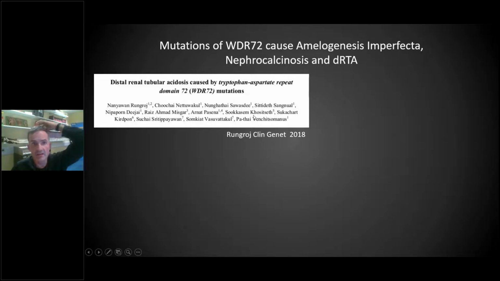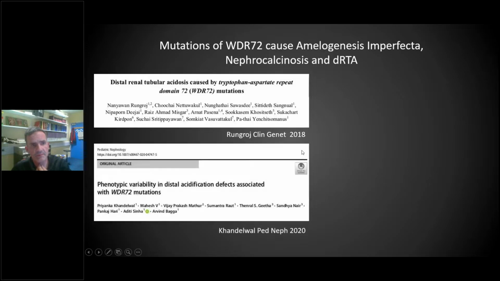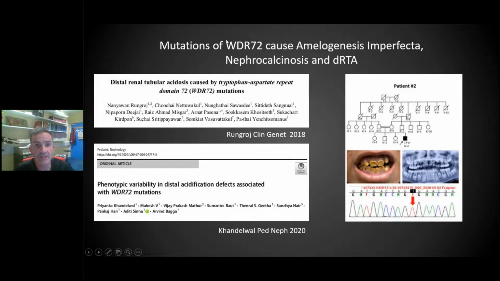And they showed that, I think it was three children from Thailand and one child from India, all had dRTA, nephrocalcinosis, and this amelogenesis imperfecta. Now, WDR72 had been shown to cause amelogenesis imperfecta previously, but had not been shown to have a renal phenotype. There have been a few papers published since then. This is one in Pediatric Nephrology from 2020, and this actually showed there's quite a lot of phenotypic variability. So they got some other patients with WDR72 mutations, and it showed that they had a renal phenotype with nephrocalcinosis, but when they gave them furosemide and fludrocortisone, they were able to acidify their urine normally. So the question is, how does this cause RTA?